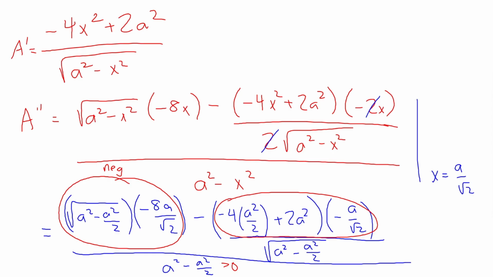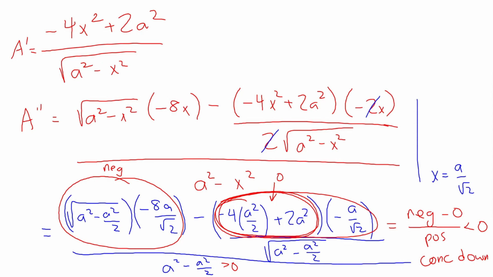So let's see what the sign of this thing here is. This is negative 2a squared plus 2a squared, so this piece right here is just equal to 0. So what we've got is a negative minus a 0, and a negative minus a 0 divided by a positive is going to be negative. And if the function's second derivative is negative, that tells us that the function is concave down, which tells us that's a max. So we've now proven that we have a max at that x value of a over root 2.